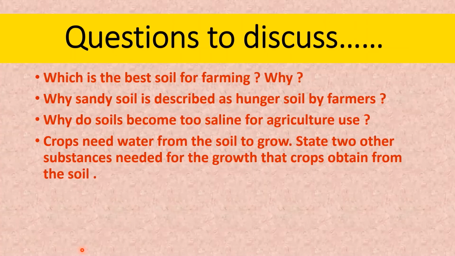The last question: crops need water from the soil to grow. State two other substances needed for growth that crops obtain from the soil. Answer: mineral matter, that is nitrogen, phosphorus and potassium; organic matter, that is the dead remains of plants and animals; and the third one is oxygen, and the fourth one is nutrients.